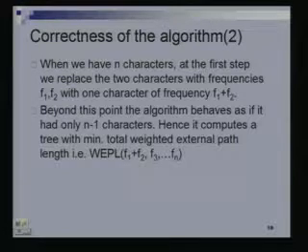So, beyond that point, the algorithm behaves as if it had only n minus 1 characters with frequencies f1 plus f2, f3, all the way up to fn. And so, using our induction hypothesis, it would have computed the best possible tree over these, because these are only n minus 1 characters now, and it would have computed a tree on these n minus 1 characters with total weighted external path length as this quantity. Right? This was the minimum quantity, this was the notation we used for the minimum.